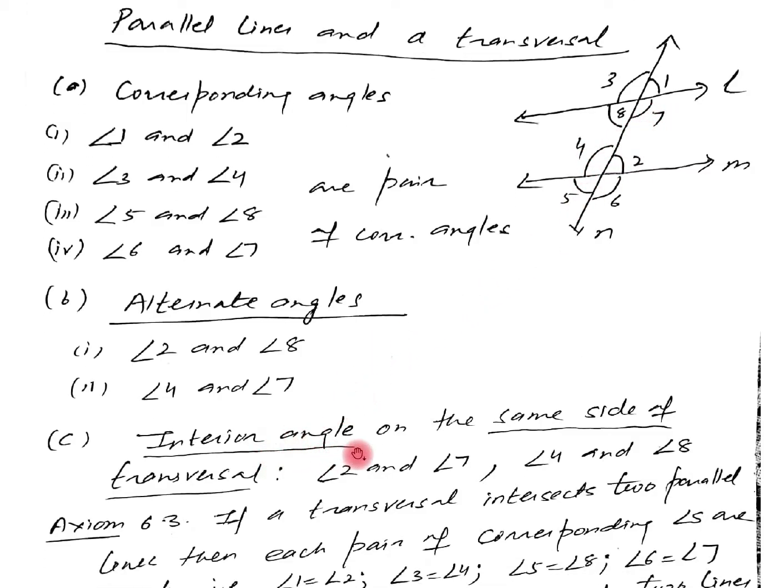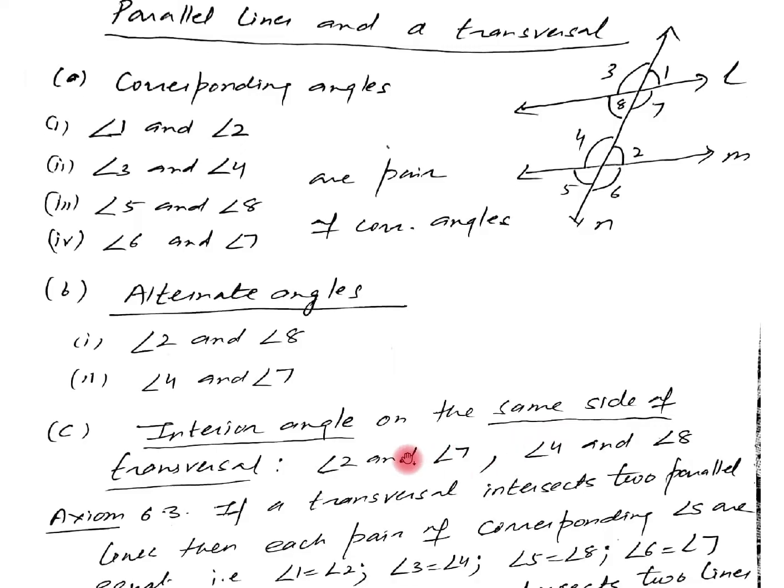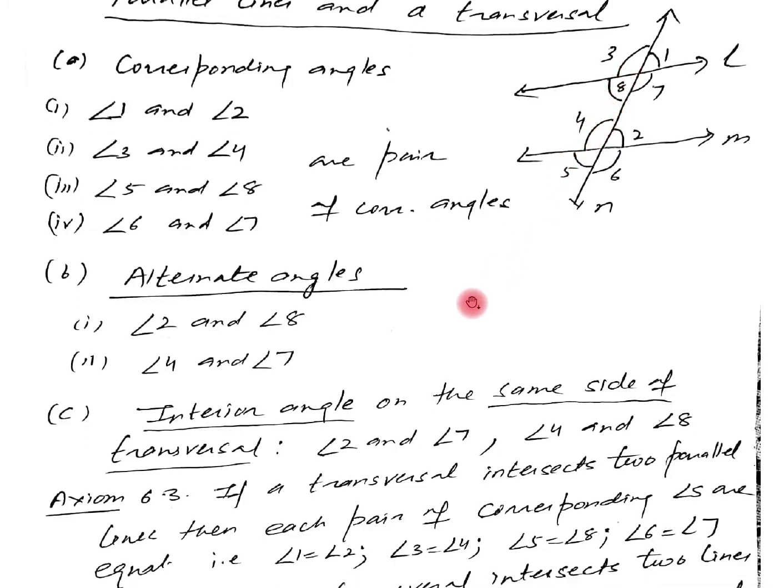Then comes the interior angles on the same side of the transversal. For example, angle 2 and angle 7. They are on the interior and also on the same side of the transversal. So these are known as interior angles on the same side. Similarly, angle 4 and angle 8 are again interior angles on the same side of the transversal.